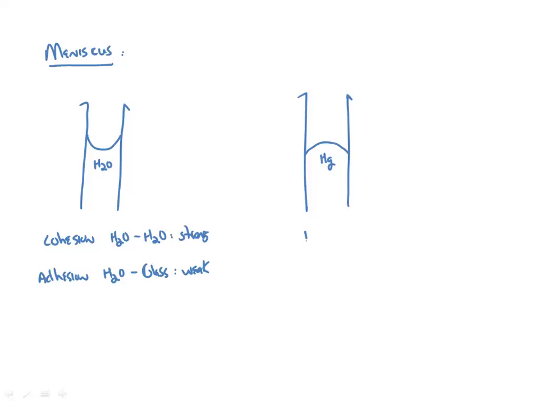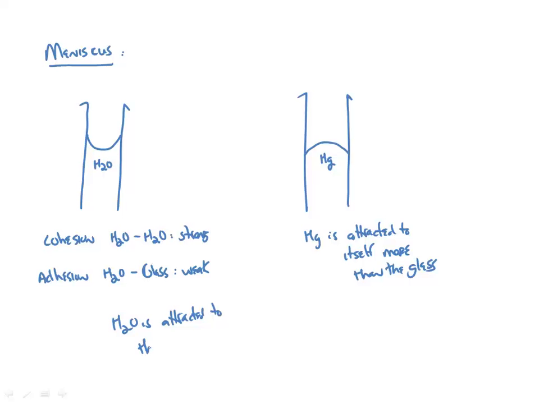And so here the mercury is attracted to itself more than the glass. Here the H2O is attracted to the glass more than the water. So depending upon the attractive forces holding things together and the attractive forces between, say, the water and the glass or the mercury and the glass, you're going to get different behaviors.